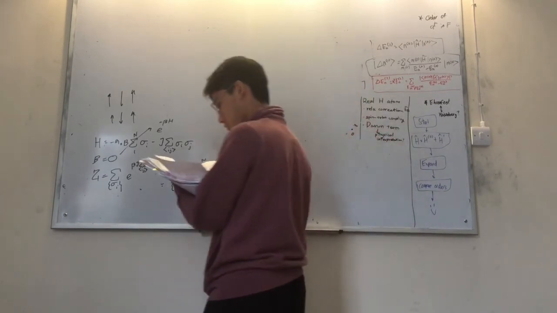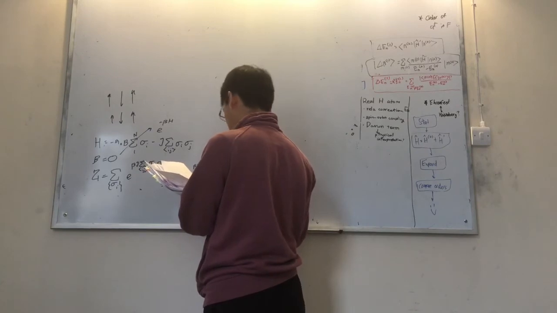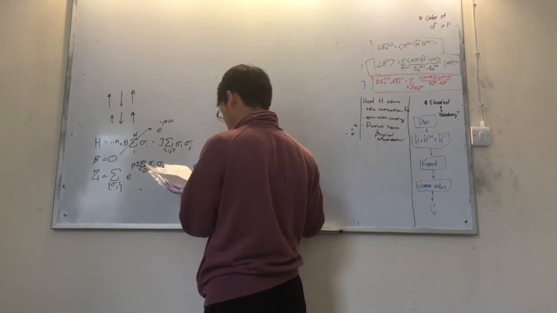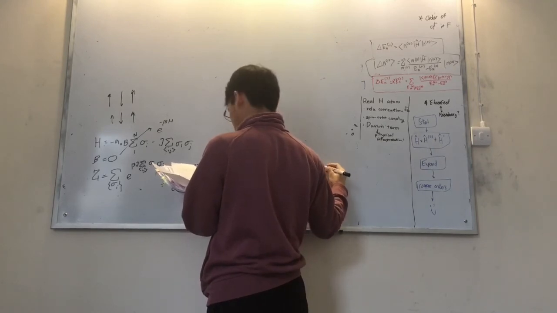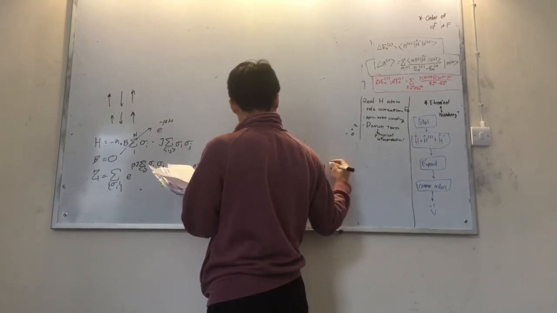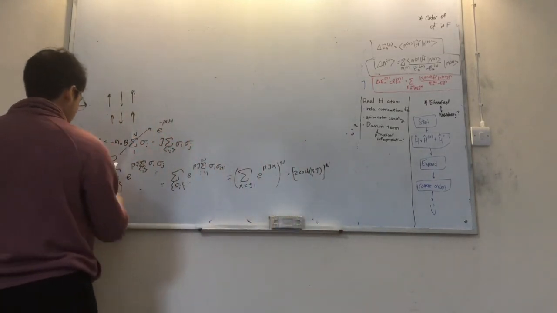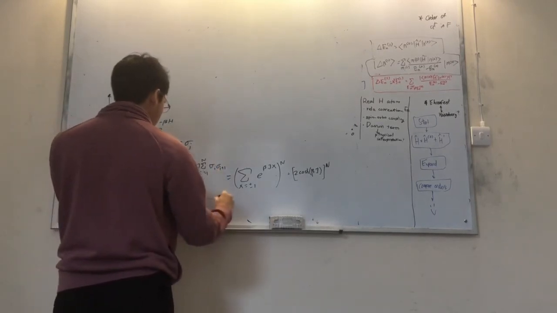So the index is just labeling each site. It doesn't necessarily mean any coordinate axis. The index of the sigmas labels each site, so that is general. But in this case, it's 1D. Why? Because we have said that the neighbors are index plus 1.